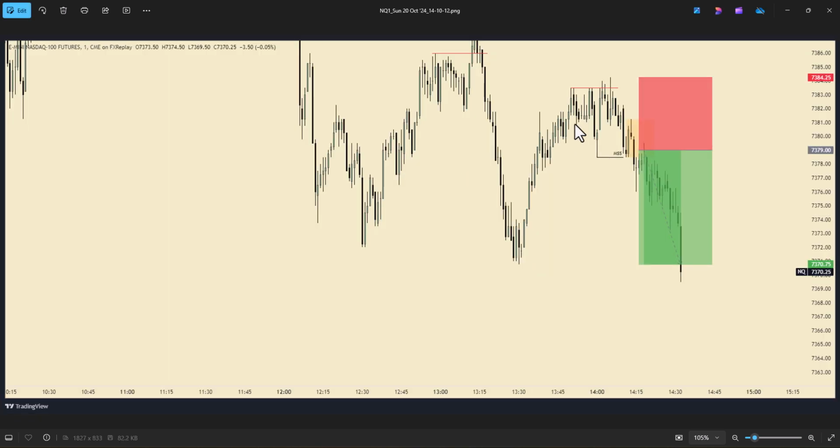Another example here, price swept this. Still, we have this zone. We wait for it to get broken. It gets broken here, and then we have the break of structure, return back to the SNDR, and then a beautiful expansion to the downside.